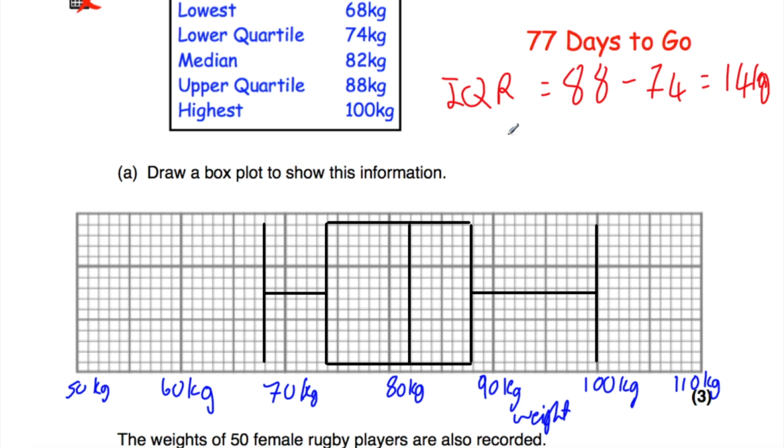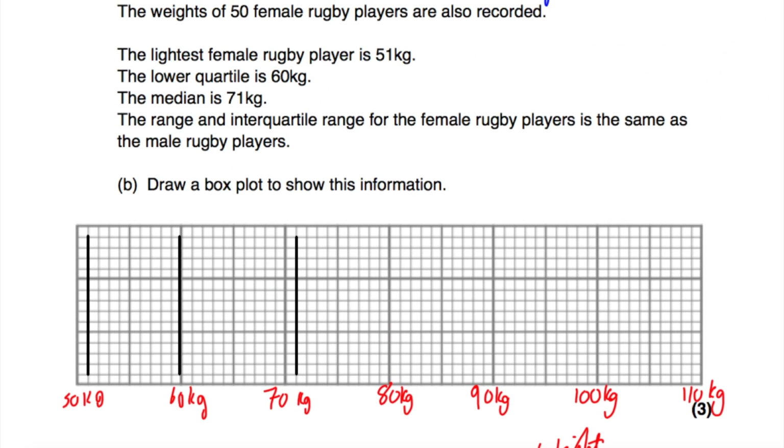So the interquartile range is 14, and the range, if we work out the range, remember that's the biggest take away the smallest, so 100 take away 68. So 100 take away 68 is equal to 32 kilograms. So the range is 32 kilograms and the interquartile range is 14 kilograms. So let's write that down. The interquartile range is 14 kilograms and the range is equal to 32 kilograms. So let's use the range to begin with.